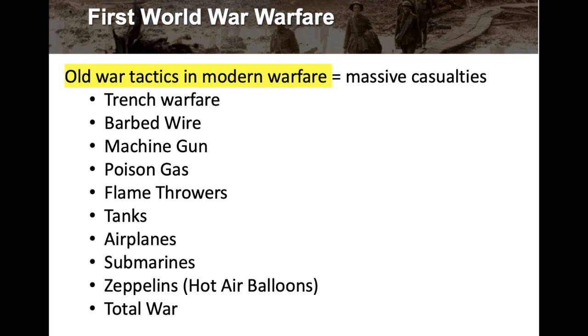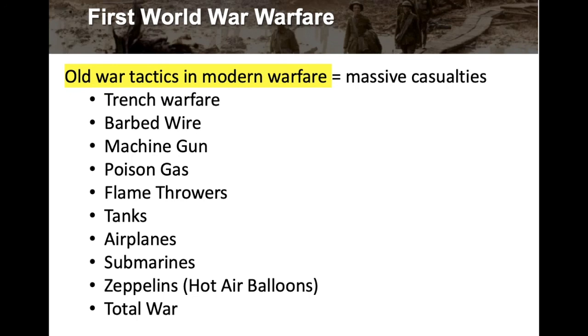There are a lot of innovations that take place during World War I and the evolution of warfare to being a modern war. But the tactics that the commanders used were old war tactics, where it was basically, these big armies, and if we just send our soldiers against the big armies, we'll defeat them and we'll win. Well, that's old style warfare, because modern warfare had these innovations such as the machine gun or poison gas. And so if you just send your armies out against machine guns, they're going to be mowed down like grass. And that's what took place. Old war tactics in modern warfare equals massive casualties.